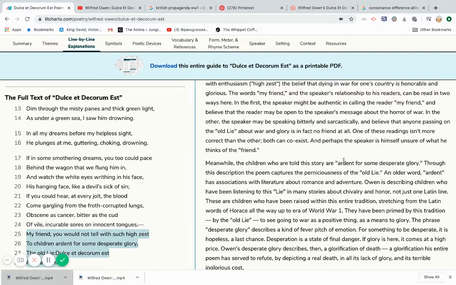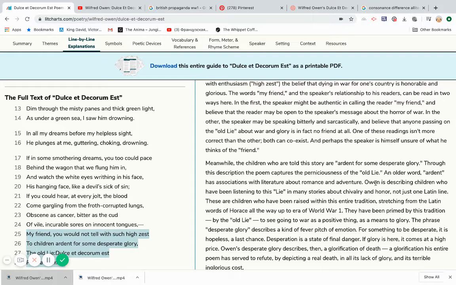The word "ardent" means eagerly excited about and anticipating. They genuinely, sincerely long for the opportunity to achieve this glory. Through this description, the poem captures the perniciousness, that means evil, of the old lie. An older word, "ardent" has associations with literature about romance and adventure.